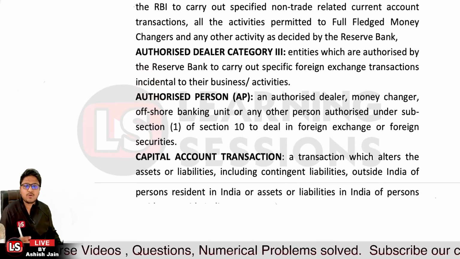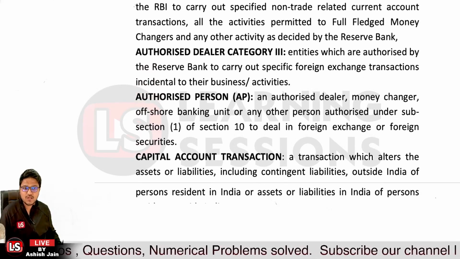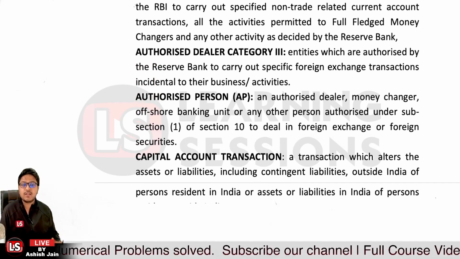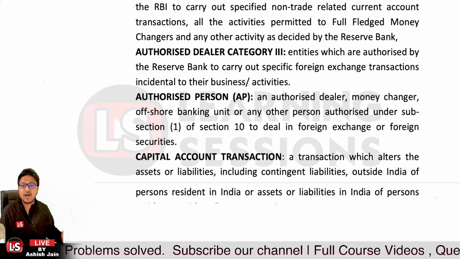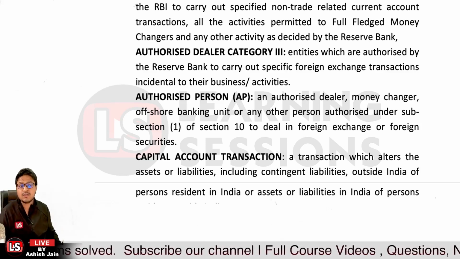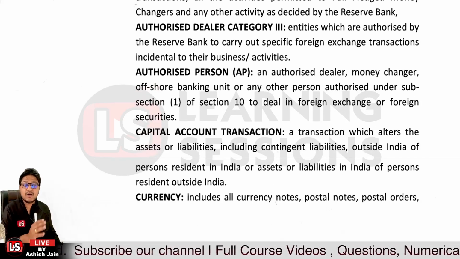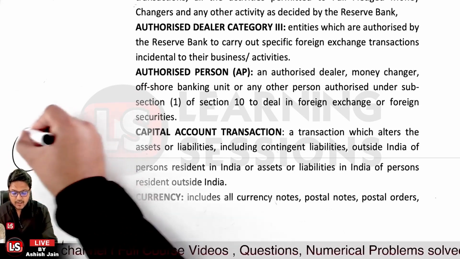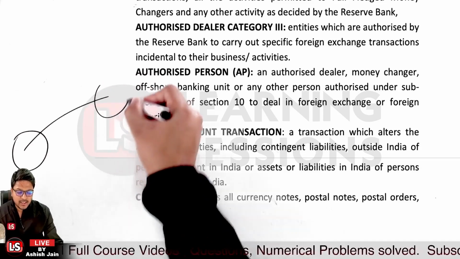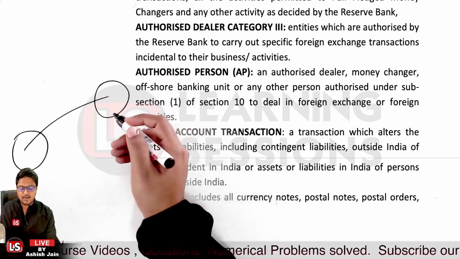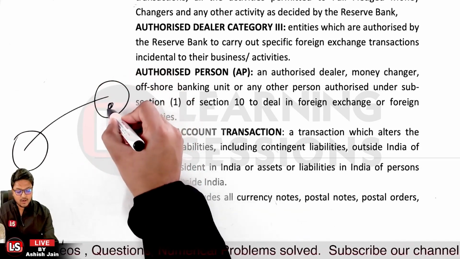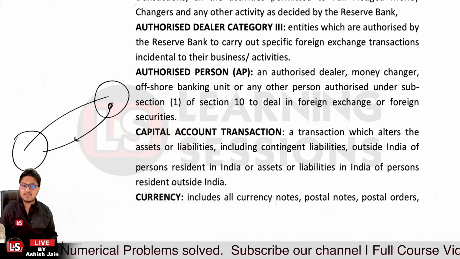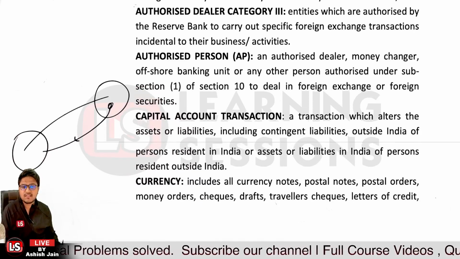Now, like I told you, capital account transactions are those transactions which alter the assets and liabilities, including contingent liabilities, outside India of a person resident in India, or the assets and liabilities of a person resident outside India. So both are covered. Like if you're residing here in India and you want to buy property abroad, that's a capital account transaction. Similarly, if an NRI abroad wants to buy a property here in India, that's also a capital account transaction.